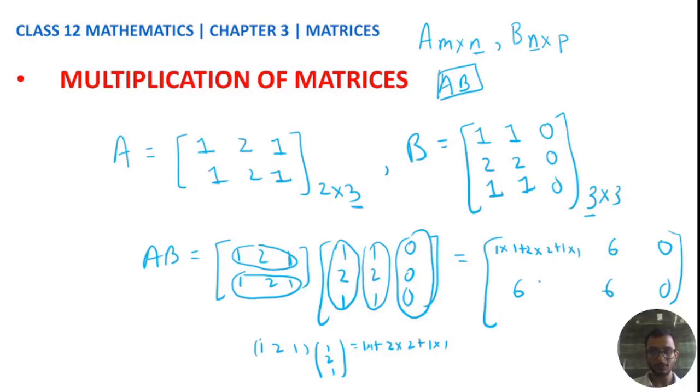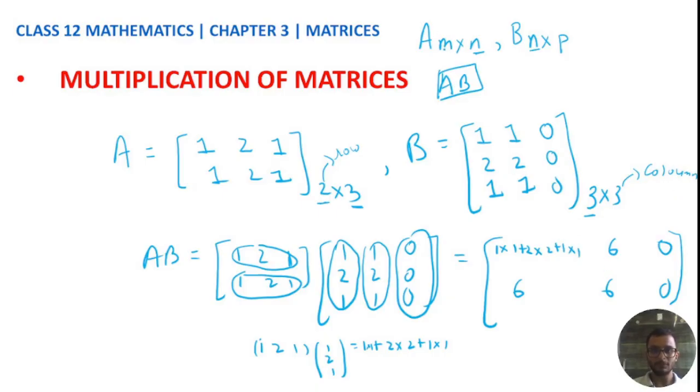So what you got, the order of matrix AB? You got how many rows? 2 rows. And how many columns? 3 columns. So the order of matrix AB is 2 cross 3. If I write it in a general way, first see where is 2 and what is 3. 2 was the row of A and 3 was the column of B. That is what you got as the order of AB.